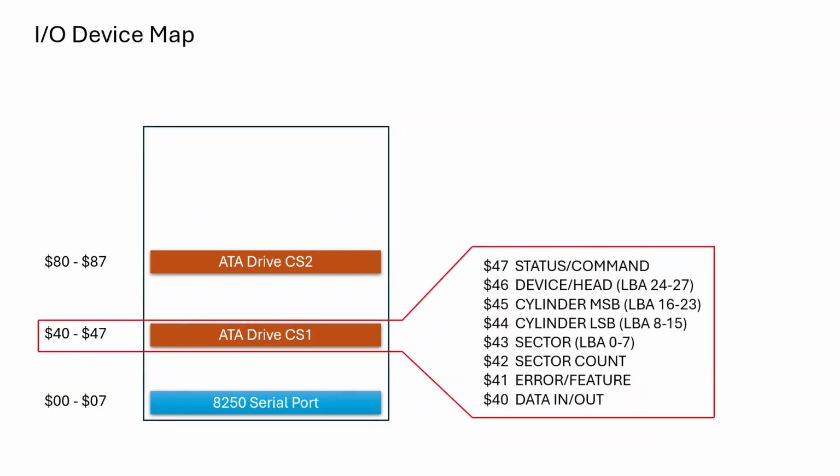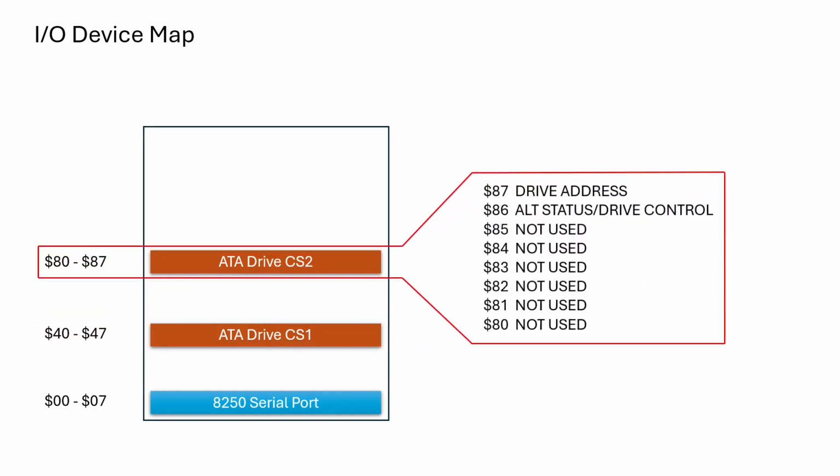The ATA drive is divided up into 2 register sets, a CS1 and a CS2 register set. The primary register set is CS1, and you can see the registers here, allowing you to control the ATA drive, configure it, do reads and writes, and things like that. The second set of registers is not really used all that much. There's only 2 that you can actually do anything with, at addresses 86 and 87: an alternate status register, which contains some of the same bits as the status register in CS1. And then there's some drive control and drive address logic that we don't really use in this machine.